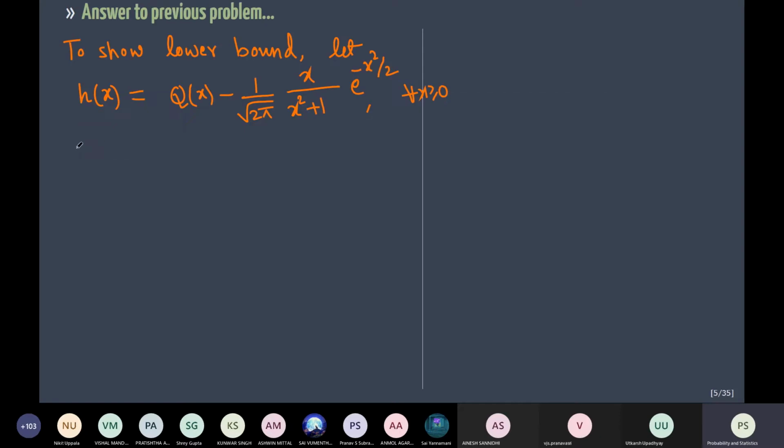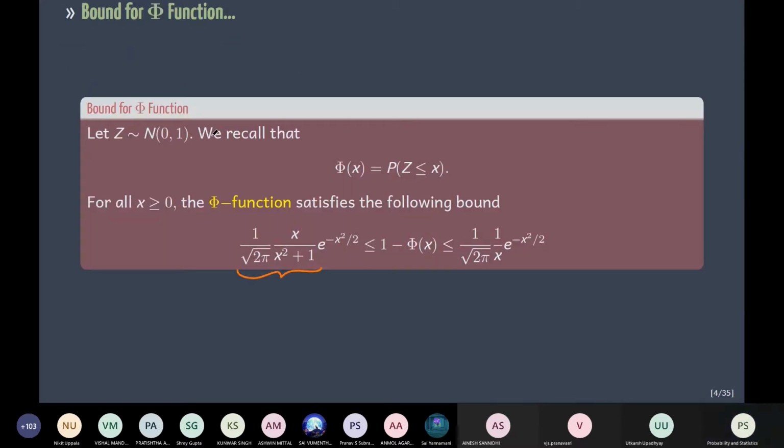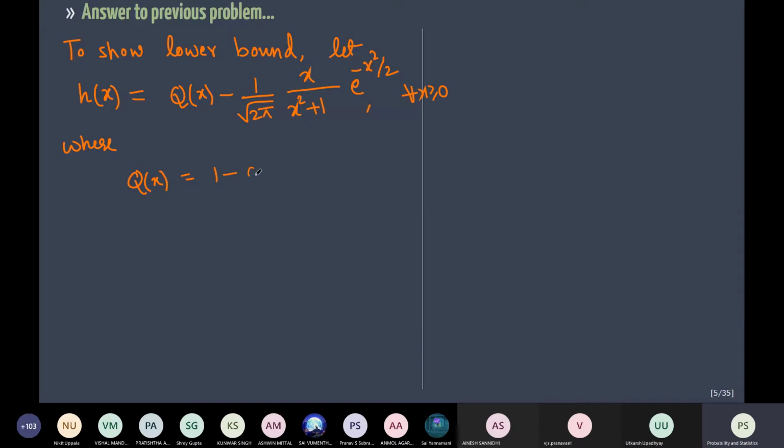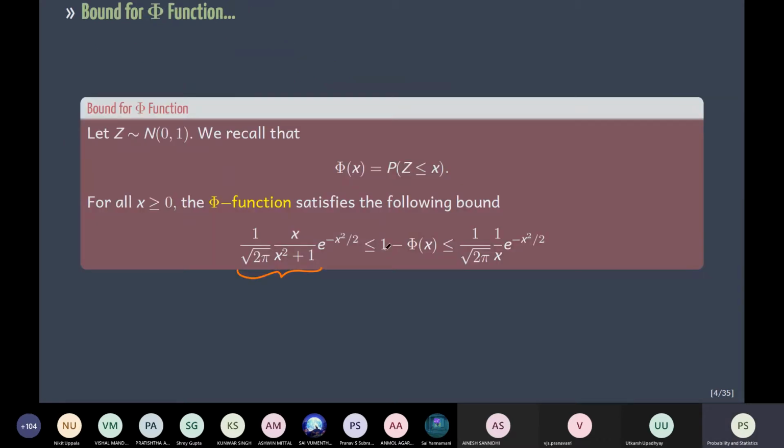Okay, so there are too many notations here. What I want to prove is that Q(x) minus the lower bound is greater than or equal to 0. So Q(x) will be 1 minus phi(x). That's my intention. So I have used another notation for 1 minus phi(x). Q(x) will be the probability that z is greater than x, right?